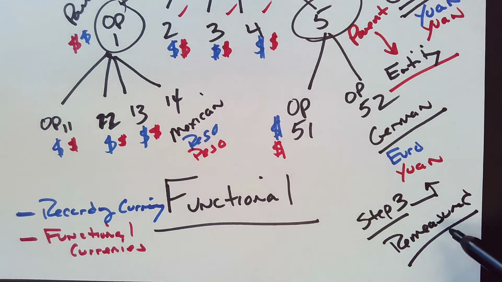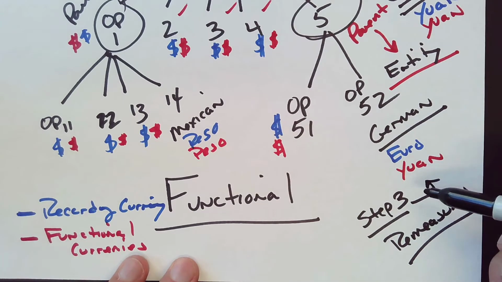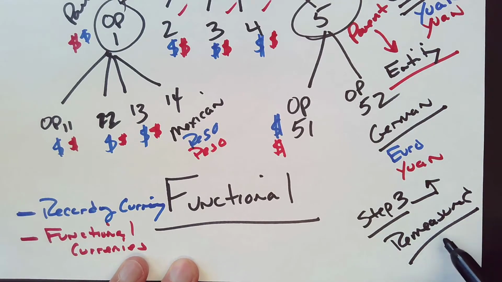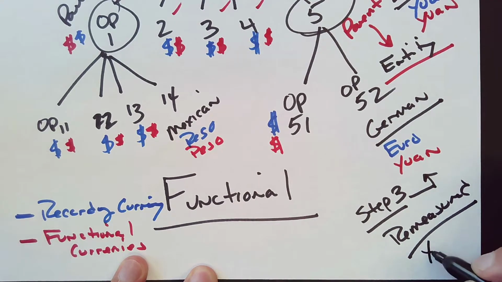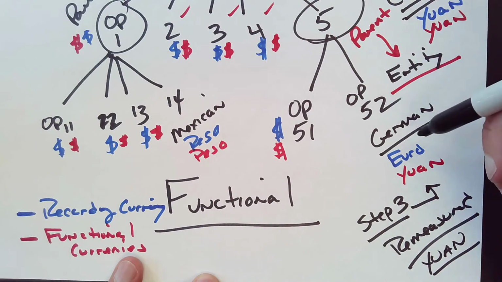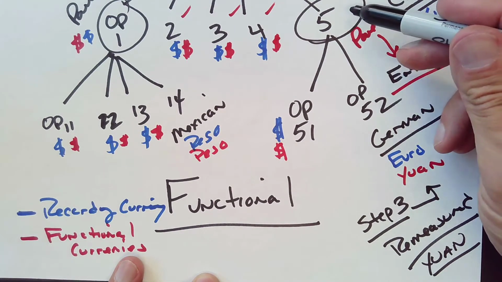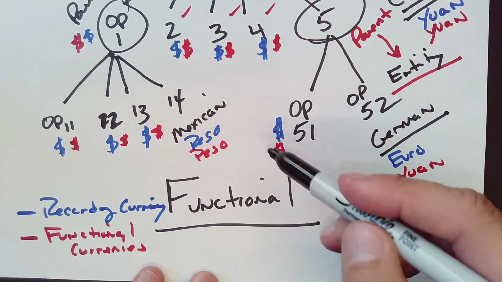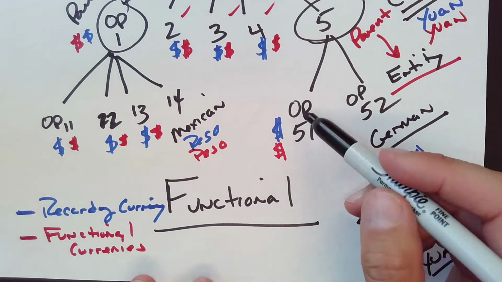Okay, that has to be remeasured. And then it's remeasured into the yuan. Now it can be consolidated into the parent. What about this little subsidiary over here?